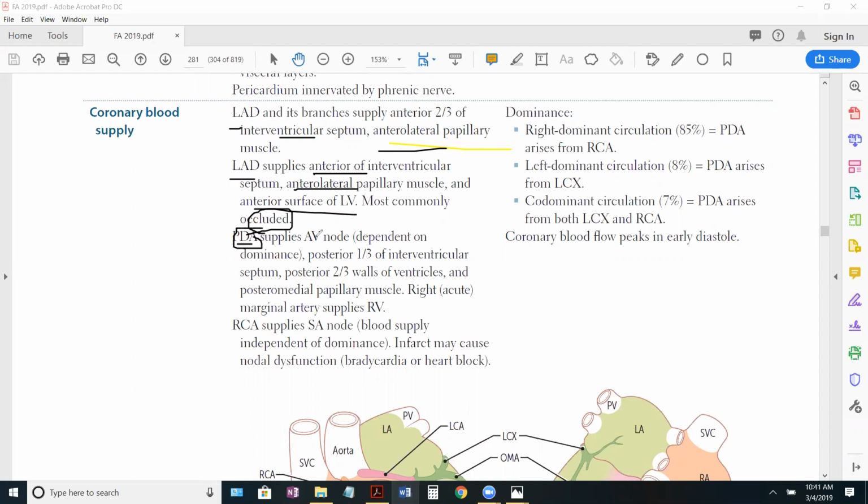As we discussed, the PDA supplies the AV node, and it depends on the dominance of the heart. That's what we discussed. So I had a question. Okay, Alibai, go ahead with the question. It was in regards to the papillary muscle. When we say that the posteromedial papillary muscle is affected, we're going to most likely get MR, right? Mitral regurgitation. But if the anterolateral papillary muscle is affected, would we say it's going to be an issue with the aortic valve?